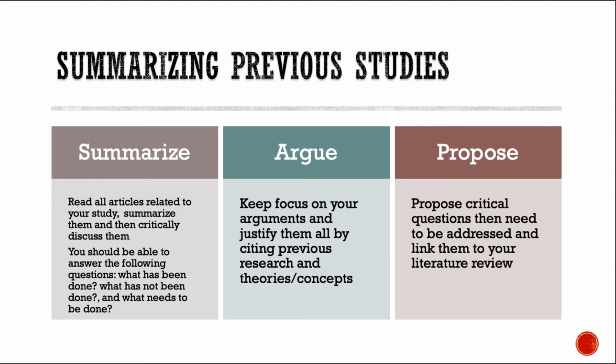First, what has been done? What is the existing knowledge? What previous studies have been done, and what has not been done? What is missing? What is the lack of knowledge that we need to further investigate, and what needs to be done? These are the three questions that you need to keep in mind when you summarize those previous studies. You have to find answers for all three questions.